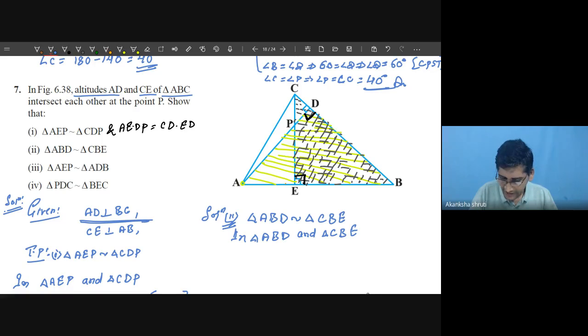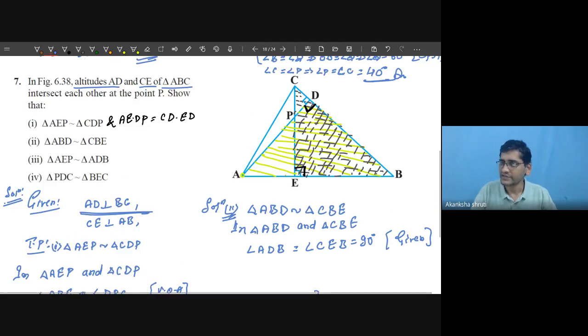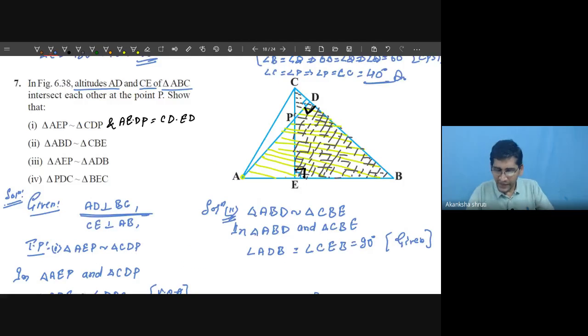So for the triangle ABC, I will write angle ADB is equal to angle CEB, each equal to 90 degrees. Why? It is given. Whatever the condition given, we have written perpendicular. It is this one. Okay. It is one thing visible. Yes, student, what else is there?